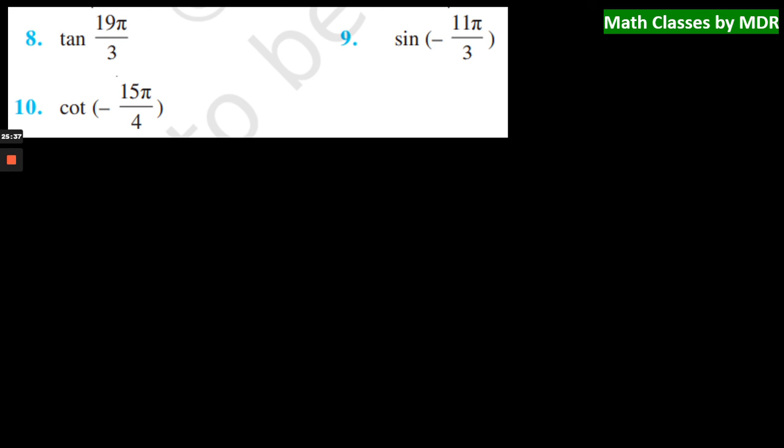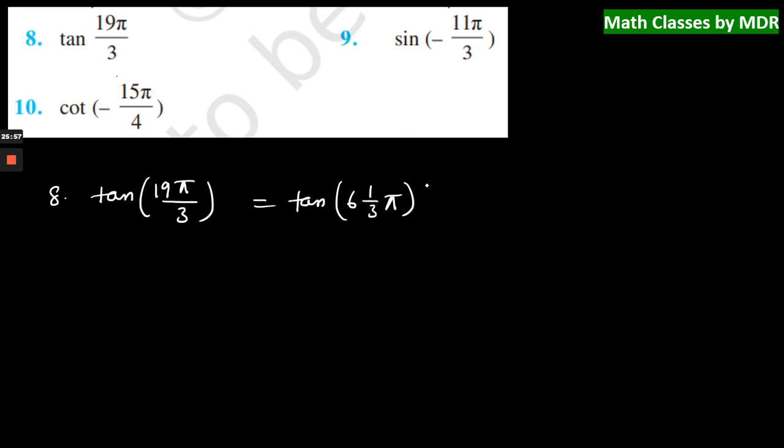Now let's see the next question, tan 19π/3. It is the same as the previous problem, so we can see how many 2π's are there in this tan 19π/3. I can write 19/3 as 6 and 1/3, since 6 times 3 is 18, so it is nothing but tan(6π + π/3). So 6π has the same value as 0, so we will take it as tan π/3. What is tan π/3? Root 3.